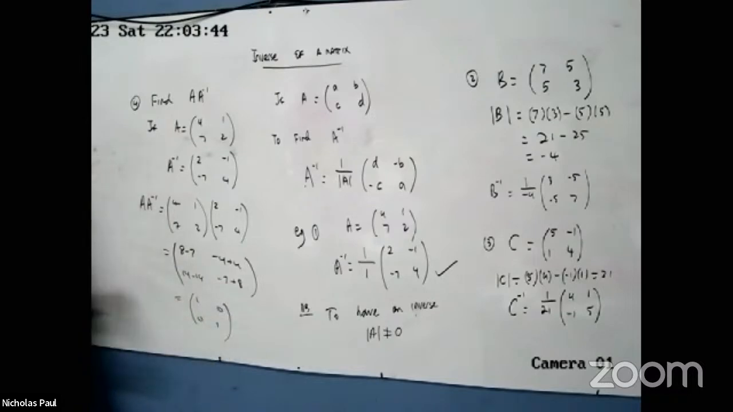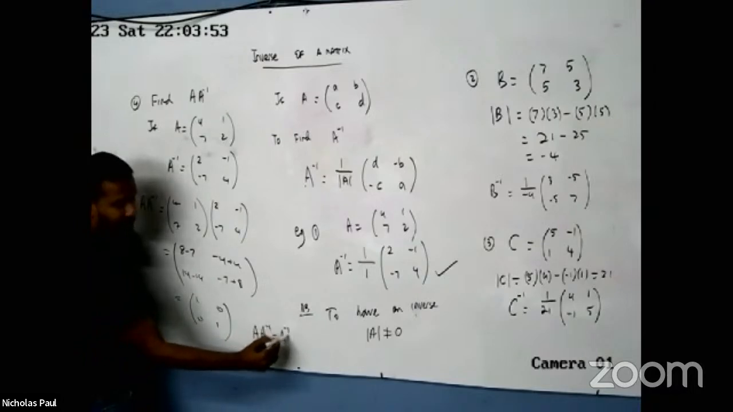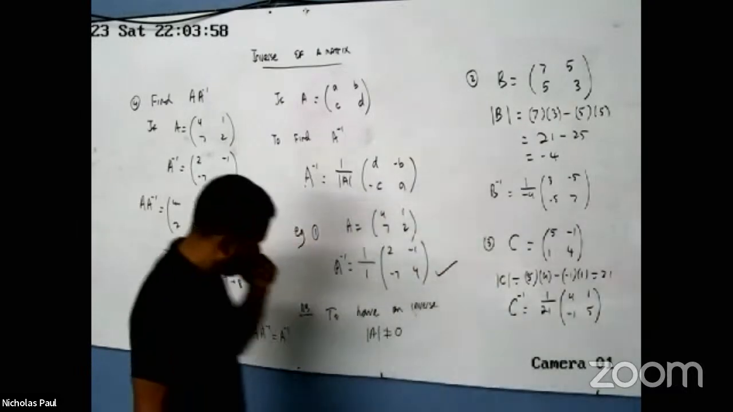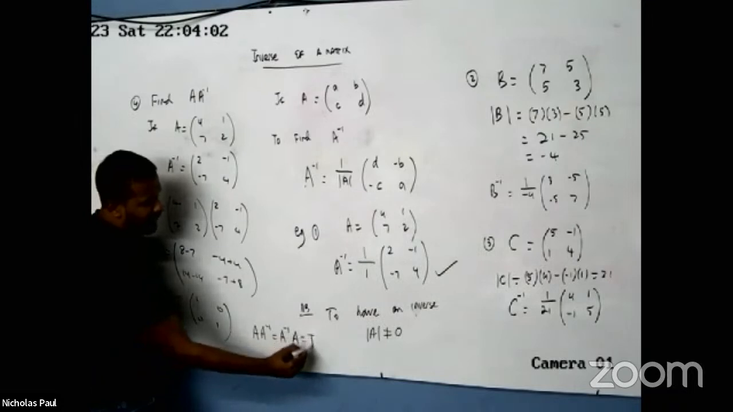So there's a golden rule, right? There's a rule that says if you multiply A by A inverse or A inverse by A, you've all seen that online. A by A inverse, or A inverse by A, is I.